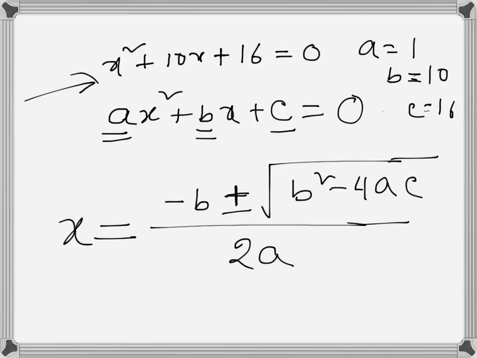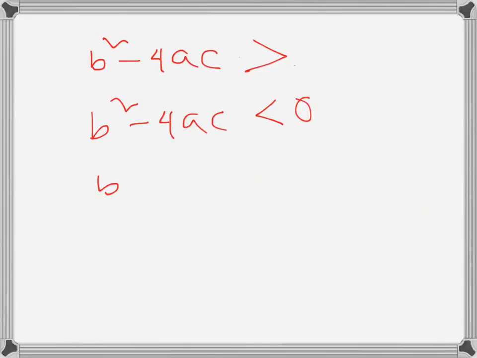Now for a quadratic equation, there have to be two roots because the power of x is 2, so there should be two solutions. This part, b square minus 4ac, is called the determinant. It actually tells something about the nature of the roots. It can be greater than 0, it can be less than 0, or it can be equal to 0.